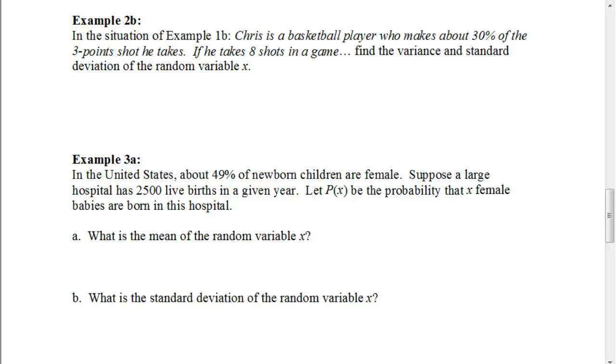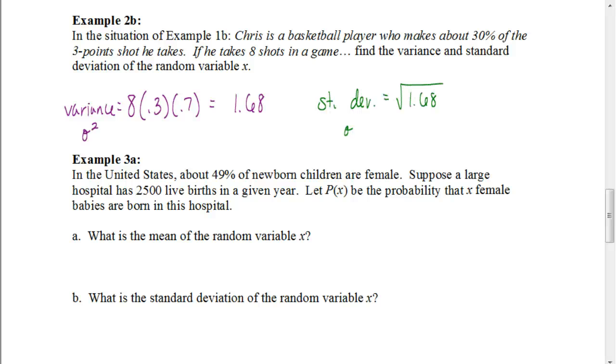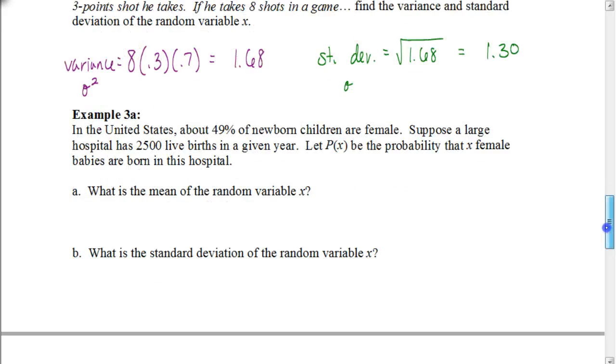So for this situation, again, our number of trials is 8 shots. The probability of a success would be 30% or 0.3. So that means the probability of a failure would be 1 minus that, which would be 0.7. So to find the variance, we would take 8 times 0.3 times 0.7 and get our answer of 1.68. To get the standard deviation, we would just take the square root of that. The square root of 1.68 is 1.3. And it really is that simple.